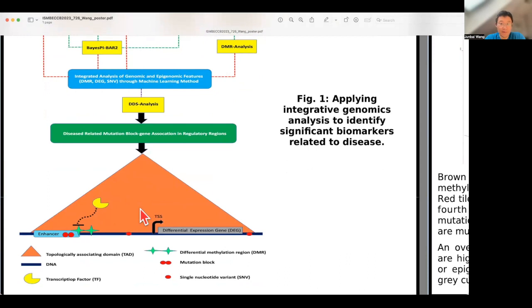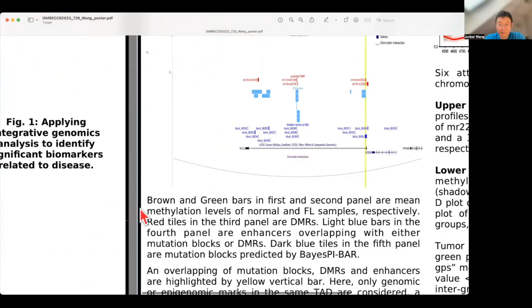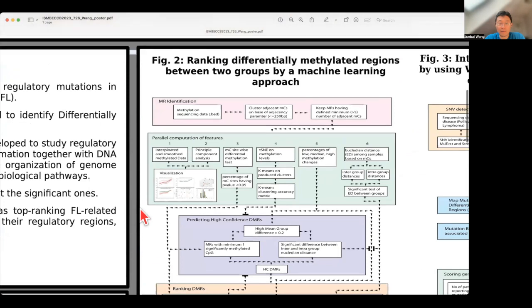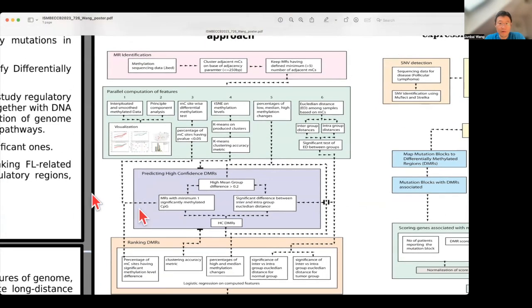Here is the pipeline, the cartoon figure. Now we go to more specific parts of the work. Here, first talking about differential methylation. The new differential methylation analysis is based on the WGBS data. It's a quite large data set.